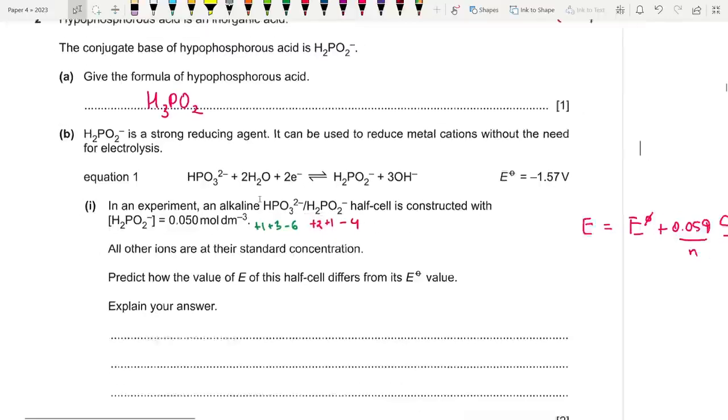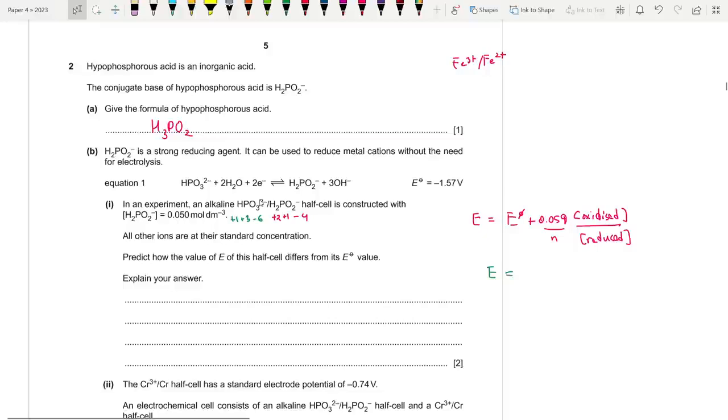All right, so the oxidized state over here is E is equal to E standard plus 0.059 over the number of electrons transferred. Oh, we could just see this equation over here, right? This is the oxidized state. It gained electrons to turn into this, the reduced state. Here, phosphorus has a charge of +3. Here, it turns into +1 after accepting 2 electrons. So N should actually be 2. So we write it like this: HPO3 2 minus divided by concentration of H2PO2 minus.